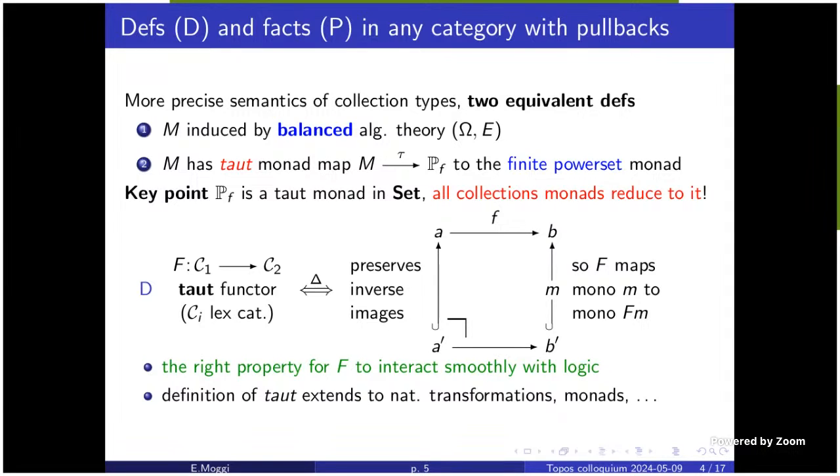So the notion of taut is defined for functors and natural transformations, and therefore it can be generalized to monads by requiring that the functor and the natural transformation that are part of the monad have this property of being taut. And the definition makes sense not just in the category of sets, but in any category where you have, let's say, finite limits. That's enough. Actually, what you need is just inverse image, so pullbacks of monos along arbitrary maps. So a functor is taut if it preserves these inverse images, okay?